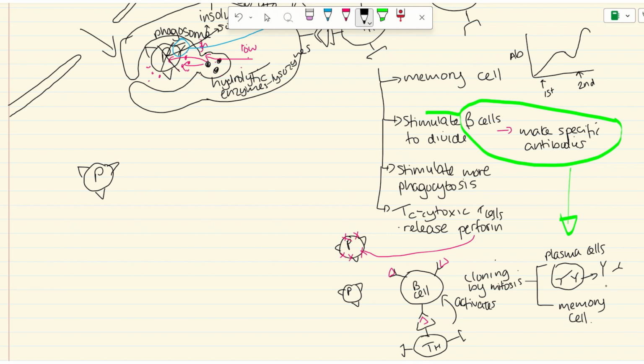Let's look at the work of the antibodies now, and how the antibodies interact with the pathogen. So the whole point is to make lots of antibodies, right? How do the antibodies actually interact with the pathogen? That's what we're going to look at next.